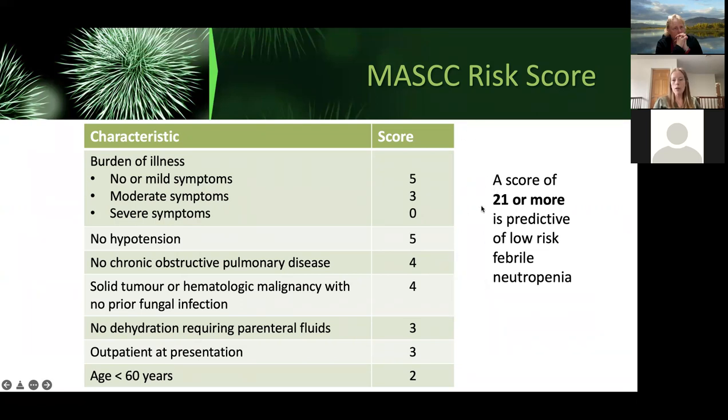So effectively, a score greater than 21 is predictive of you having a low risk febrile neutropenia episode. If you add up the max amount of points here, if you're completely low risk, it's 26. So a 21 or more is predictive of low risk, but a total score would be 26.